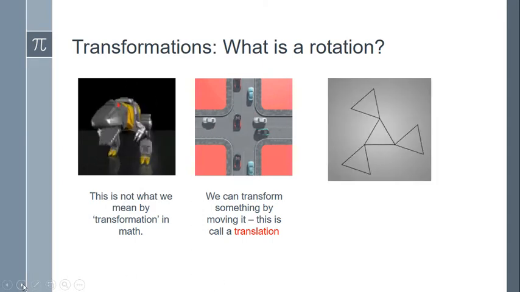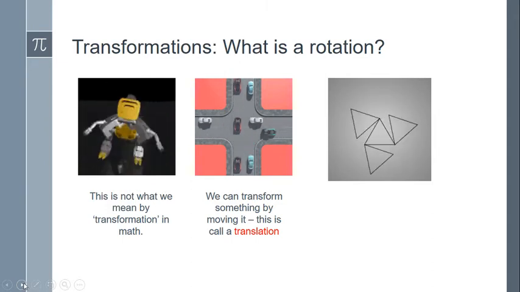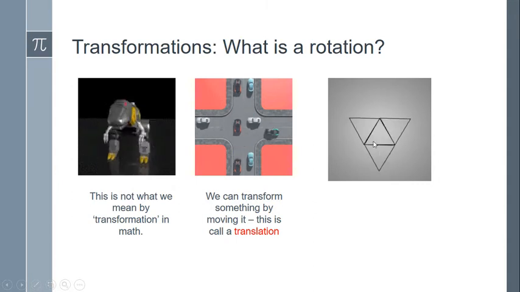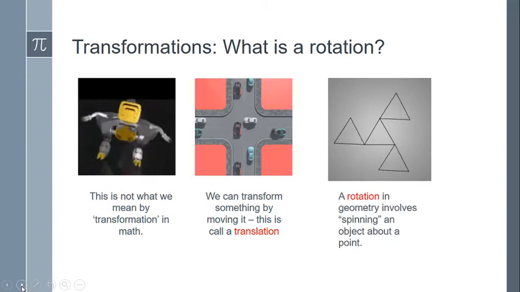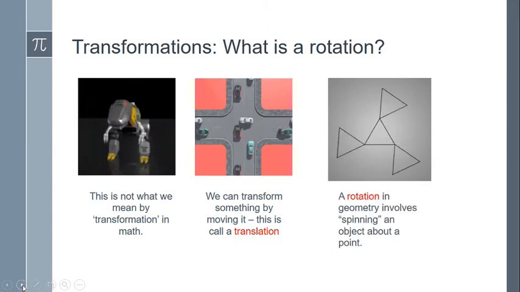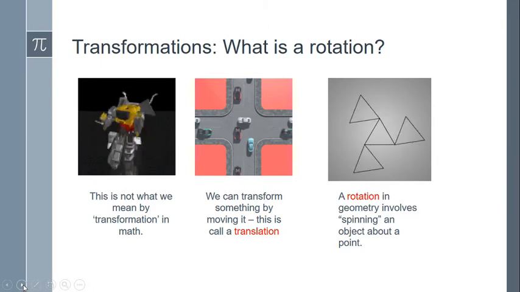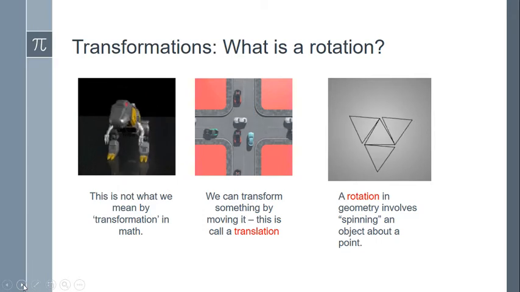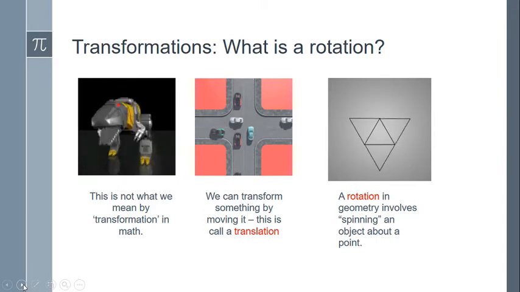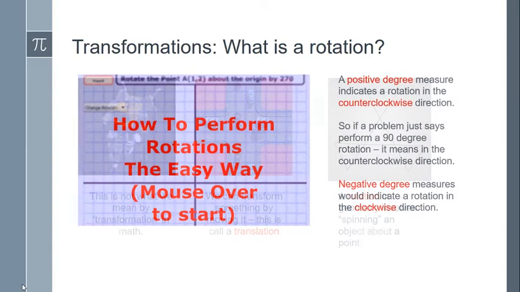The type of transformation that we're going to be talking about today is called a rotation. So look at this figure on the right. You can see that each of these triangles is being rotated about a point in that center triangle. All right, so a rotation in geometry basically just involves spinning an object about a point. And the point that we're going to be spinning objects about in this lesson is the origin. So we say that the center of rotation is the origin.